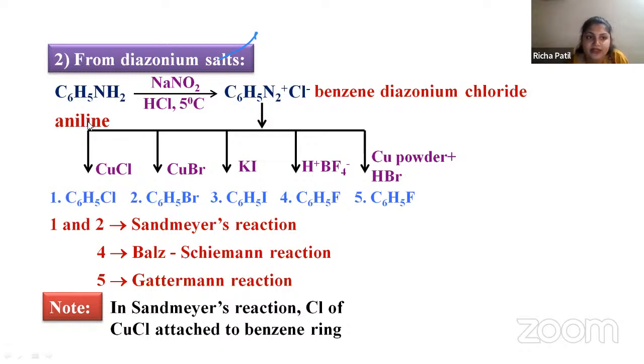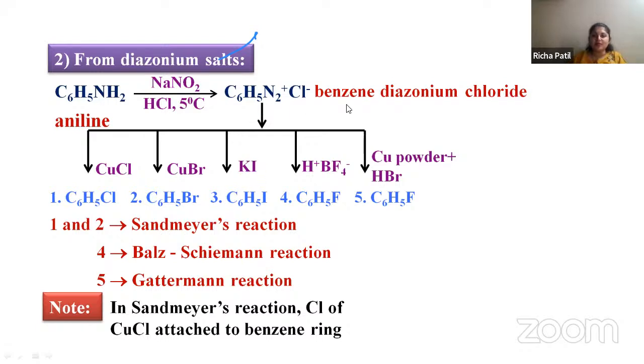So if you write the complete scheme, from aniline, if you treat it with NaNO2 in the presence of HCl at 0 to 5 degrees Celsius, you get benzene diazonium chloride. This benzene diazonium chloride, further reacted with cuprous chloride, gives you C6H5Cl. This is called Sandmeyer's reaction. If you want to prepare bromobenzene, then instead of CuCl you have to treat it with CuBr. So this is also a Sandmeyer's reaction.